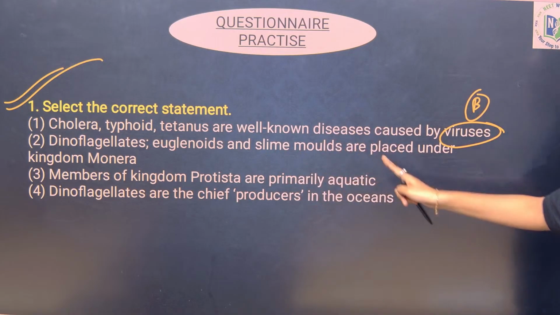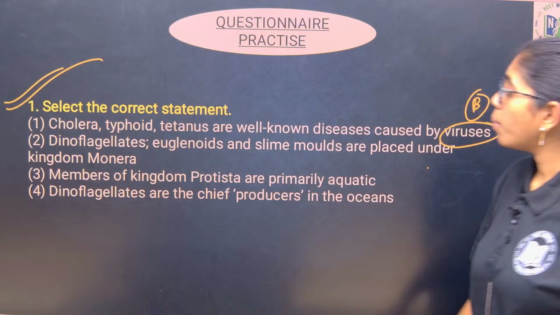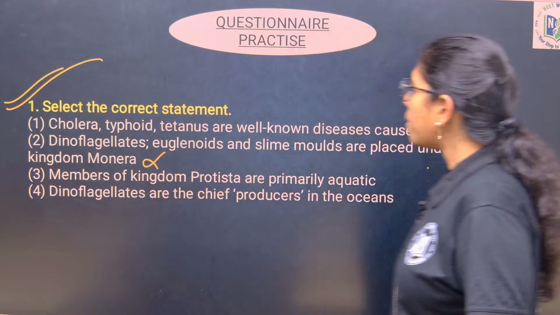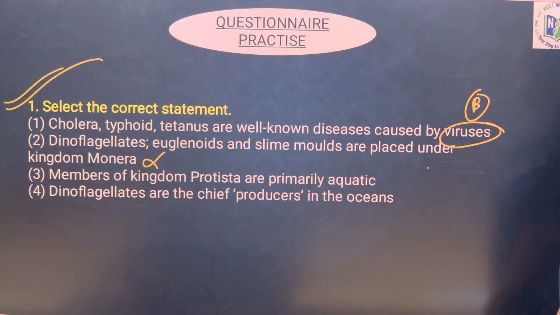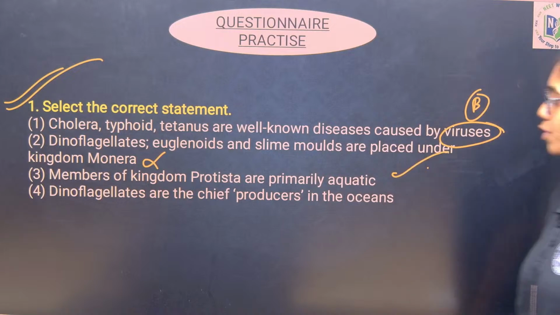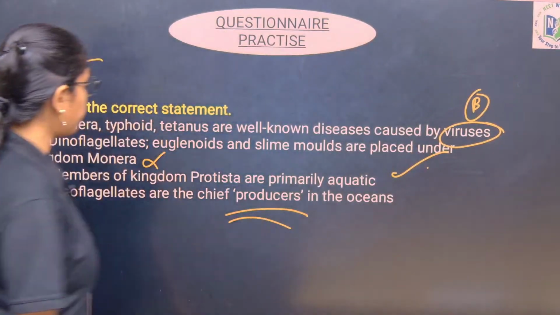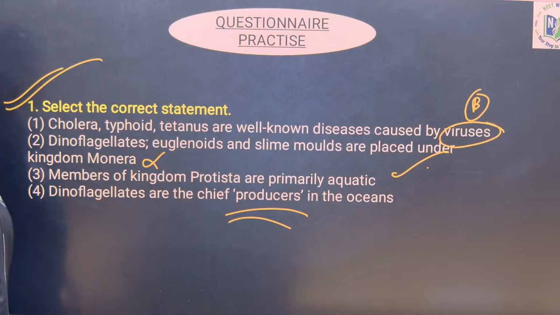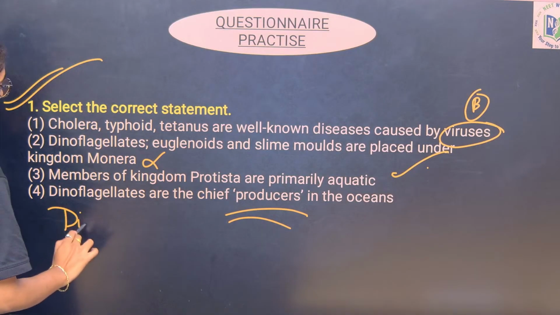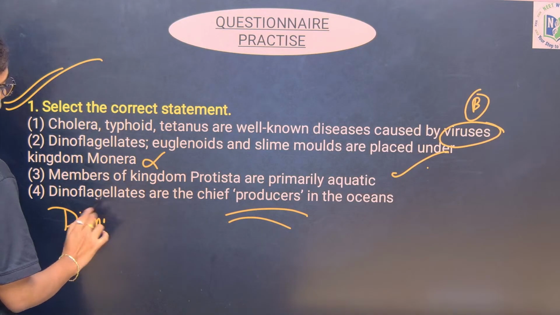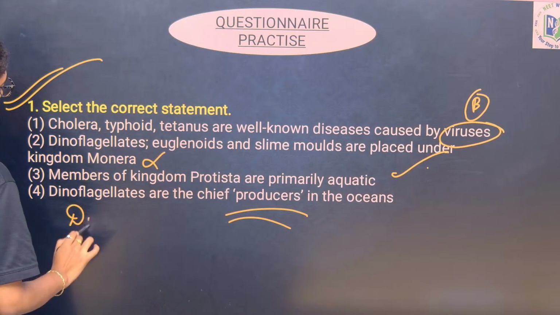Dinoflagellates, euglenoids and slime molds are placed under the kingdom Protista, not Monera. Members of the kingdom Protista are primarily aquatic. True. Dinoflagellates are the chief producers of the ocean. That is why I have mentioned you clearly. What are the chief producers of the ocean? Chrysophytes, that is diatoms, not dinoflagellates.